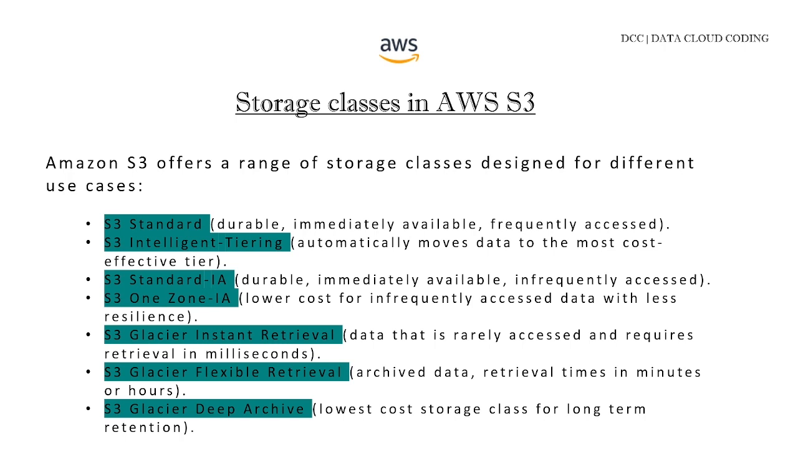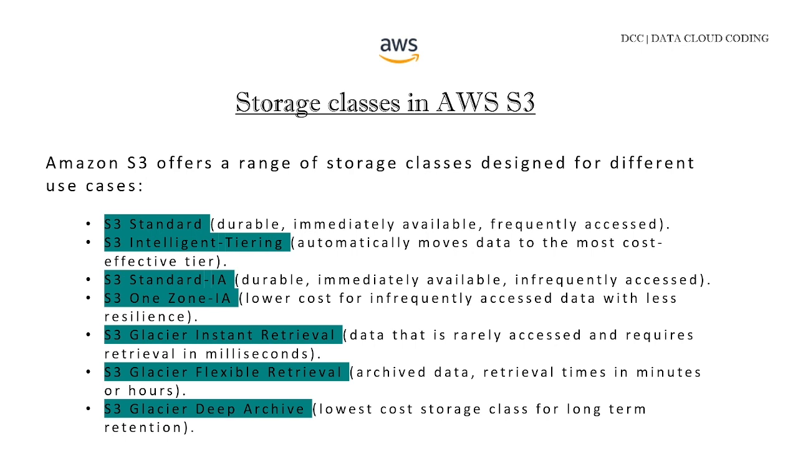Now, next we have S3 Intelligent-Tiering, and this storage class automatically moves data to the most cost-effective tier. We just have to provide this as the storage class option for the bucket level. We have the S3 Standard-IA, which stands for S3 Standard Infrequent Access, which is nothing but a cost-optimized version of the S3 Standard. And data stored in the S3 Standard-IA storage class is also durable, immediately available. Choose this storage class when we want infrequent access to our stored data.